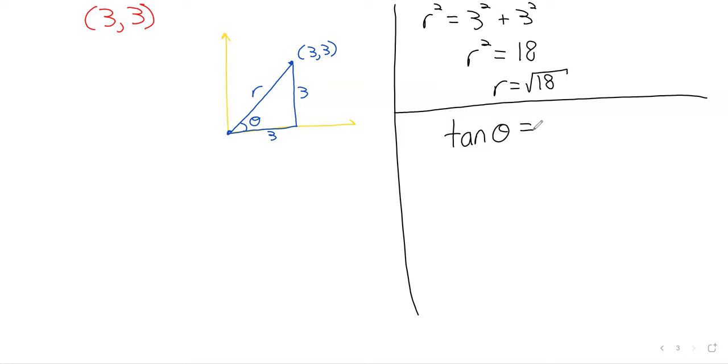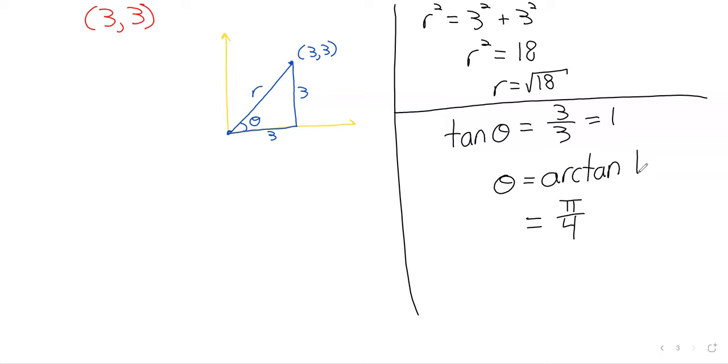Tangent of theta is opposite over adjacent, which is 1. Theta is the arctangent of 1, which is pi over 4. We take the arctangent of both sides.